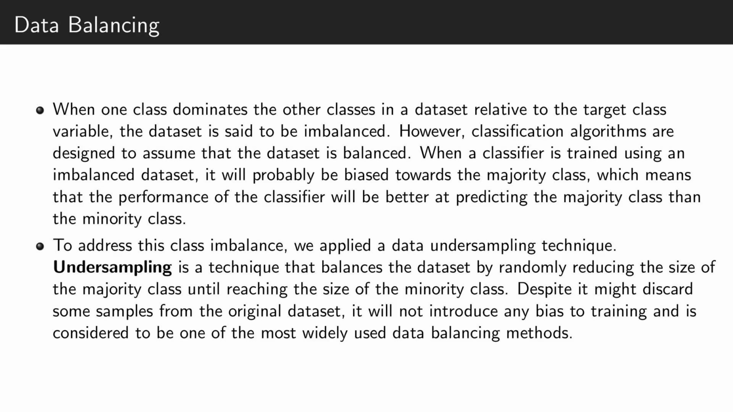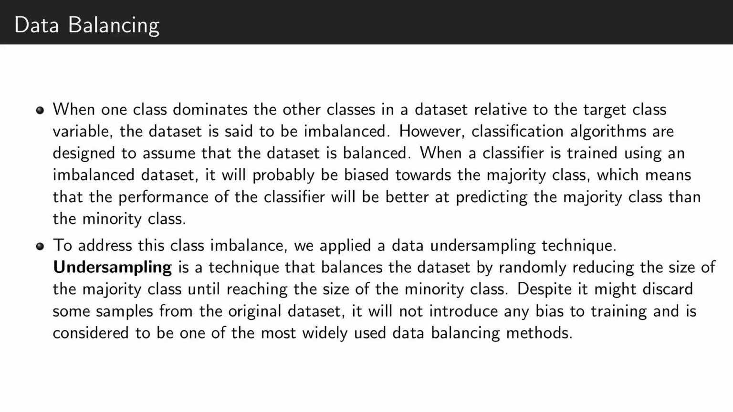When one class dominates the other classes in a dataset relative to the target class variable, the dataset is said to be imbalanced. However, classification algorithms are designed to assume that the dataset is balanced. When a classifier is trained using an imbalanced dataset, it will probably be biased towards the majority class, which means that the performance of the classifier will be better at predicting the majority class than the minority class.